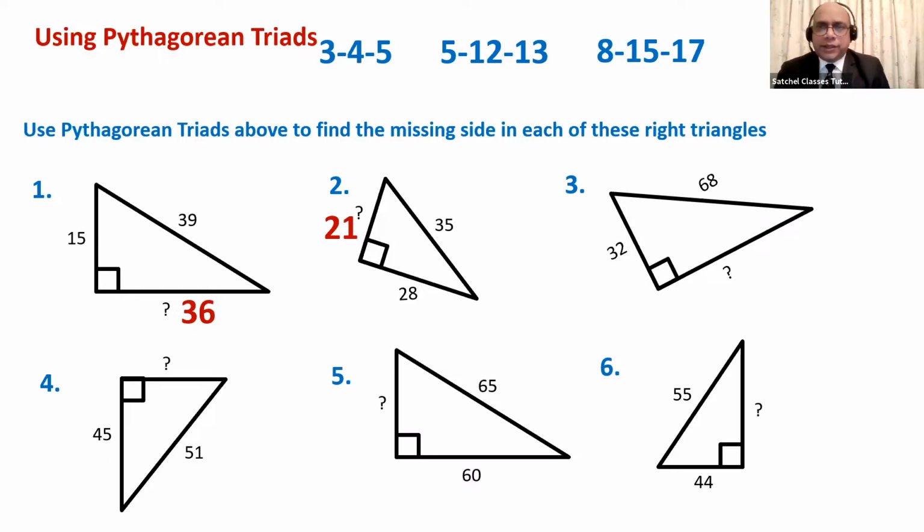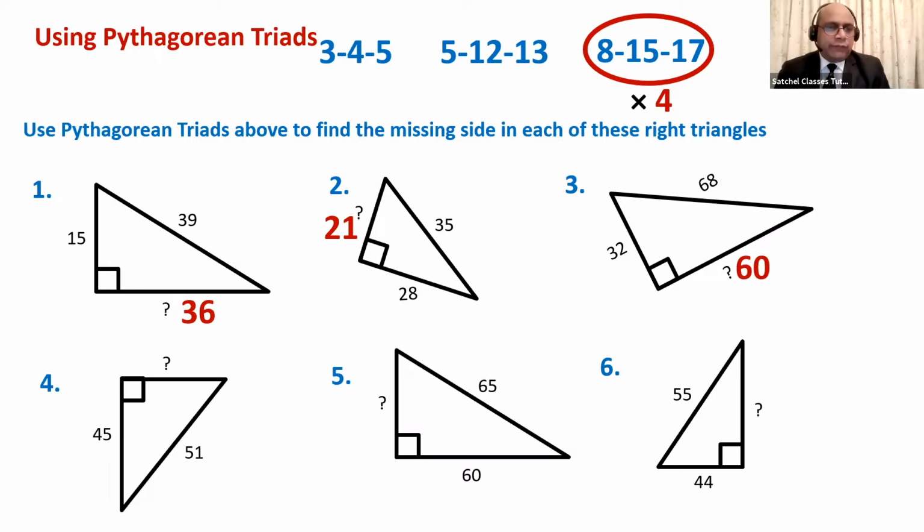If you look at the third triangle, the hypotenuse is 68, which is a multiple of 17. So we can link that triangle to the third triad. 17 times 4 is 68, and 8 times 4 is 32, which is the side that is given to us. And hence the missing side of that triangle has to be 15 times 4, which is 60.